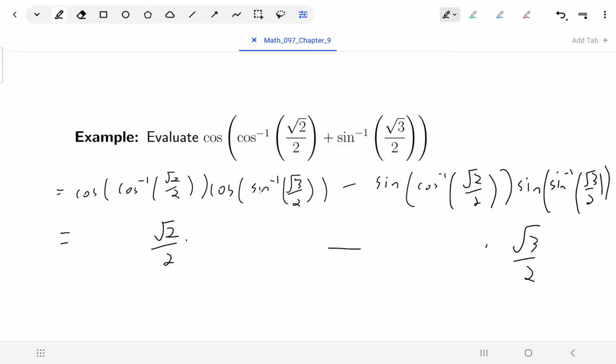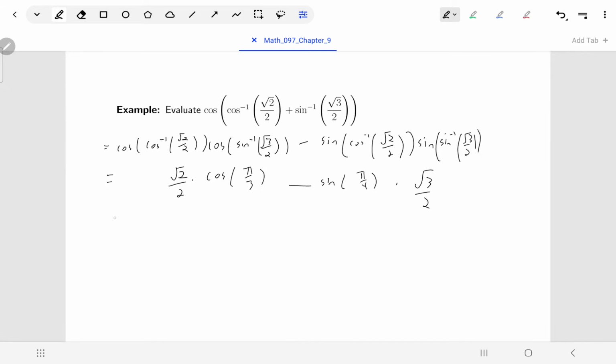So if I'm thinking about sine inverse of root 3 over 2, I'd say, well, I know what angle gives me sine a value of root 3 over 2. That is pi over 3. So cosine of sine inverse of root 3 over 2 is cosine of pi over 3. And same thing for cosine inverse of root 2 over 2. What angle gives cosine a value of root 2 over 2? The answer is pi over 4. So we have really sine of pi over 4. And now I just have a little bit more evaluating to do and I'm finished.